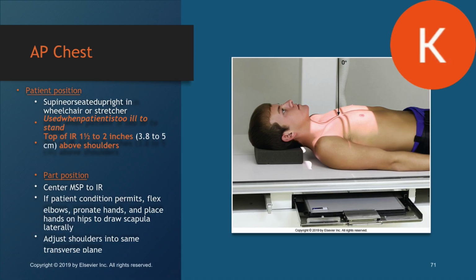Top of the IR is 1.5 inches to 2 inches above their shoulder level. Part position, you have to center the mid-sagittal plane to the image receptor. If the patient's condition permits, you flex their elbows, pronate their hands, and place hands on hips to draw the scapula laterally. Adjust shoulders into the same transverse plane.